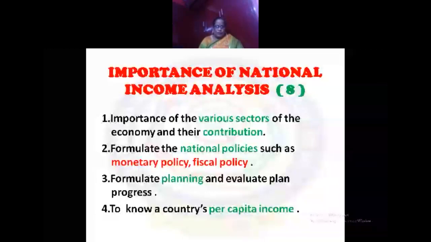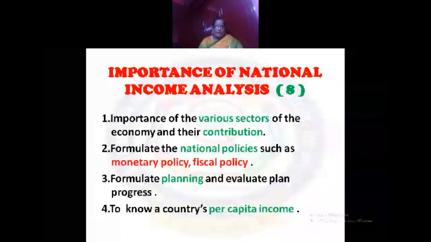First one, to know the relative importance of various sectors of the economy and their contribution towards the national income. From the circulation of national income, we could find how income is produced, how it is distributed, and how much is spent, saved, or taxed. Second one, to formulate national policies such as monetary policy, fiscal policy, and other policies, the proper measures can be adopted to bring the economy to the right path with the help of collecting national income data.